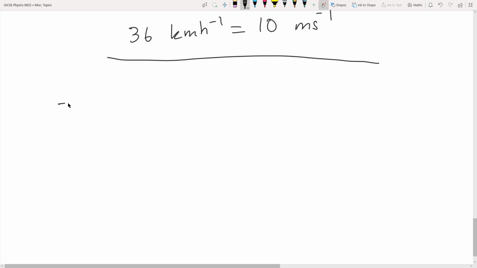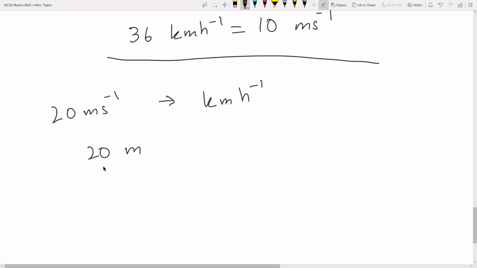So let's say we've got a speed value of 20 meters per second, and it needs to be converted into kilometers per hour. So how am I going to do that? Again, I'm going to draw this chart.